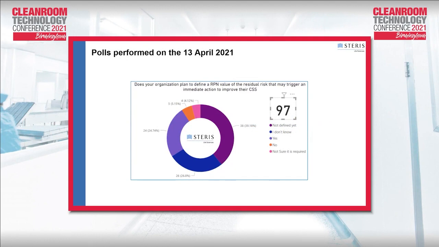We did ask in a poll, and we had 97 persons who responded, where we asked, does your organization plan to define an RPN value of the residual risk that may trigger an immediate action to improve the CCS? And for the yes, we have 24%, and then 39% say I don't know, not defined yet, sorry. I'm sorry for this mismatch, and then you have no at 15%.